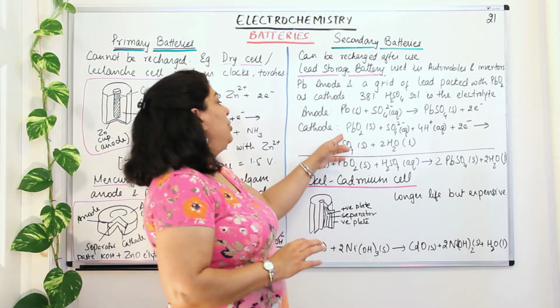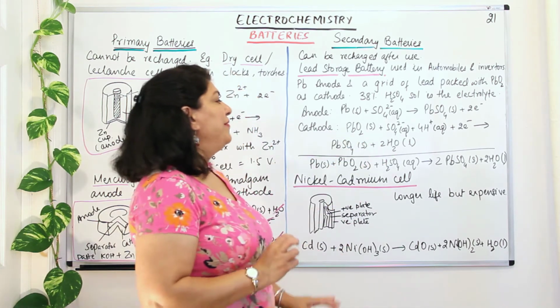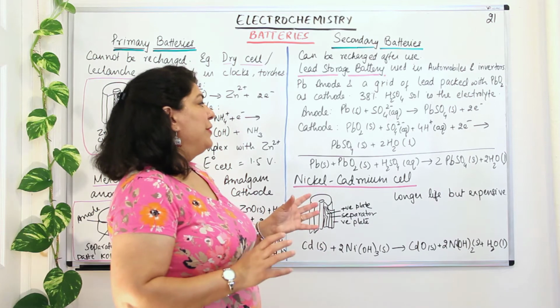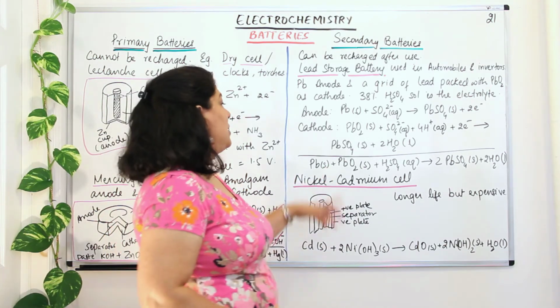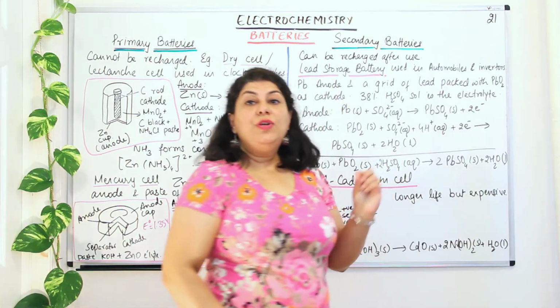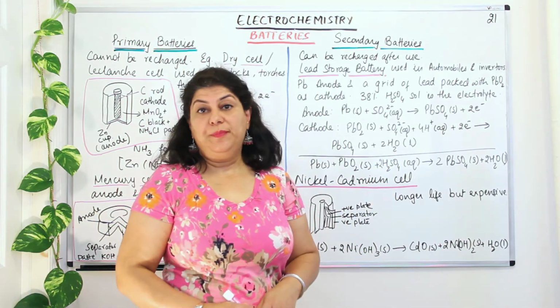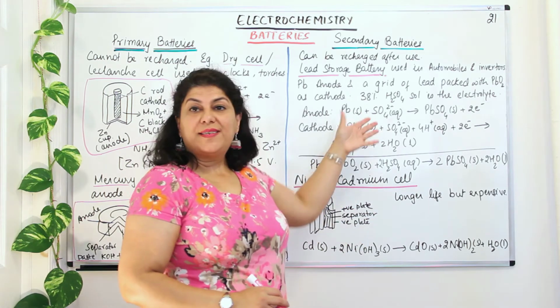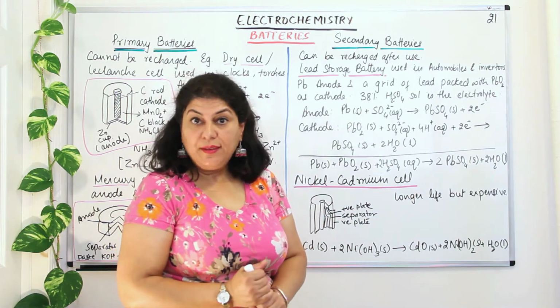At the cathode, you have lead dioxide combining with sulfate ions and hydrogen from the sulfuric acid and 2 electrons, and it results in the formation of lead sulfate and water. So now what would the overall reaction be? In order to know the overall reaction, let us sum up the reactions at the cathode and the anode.